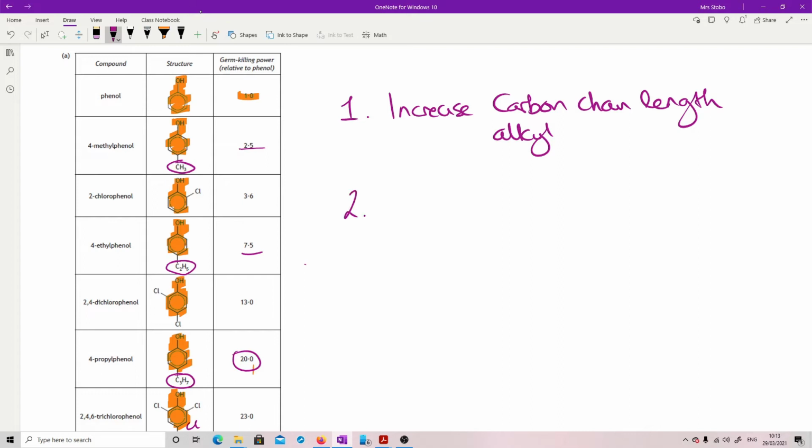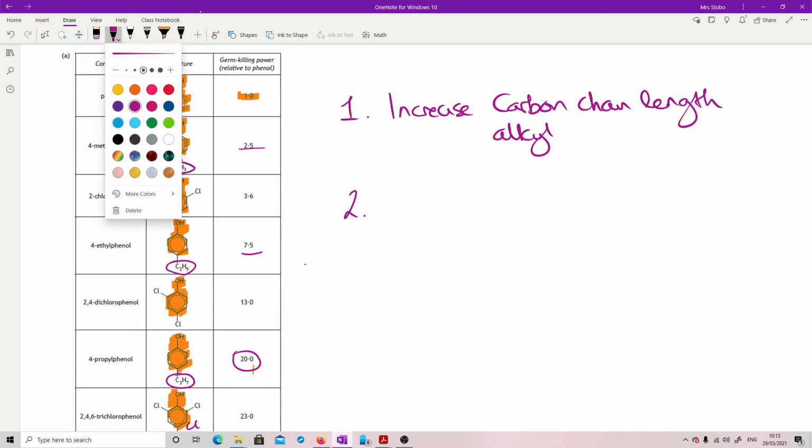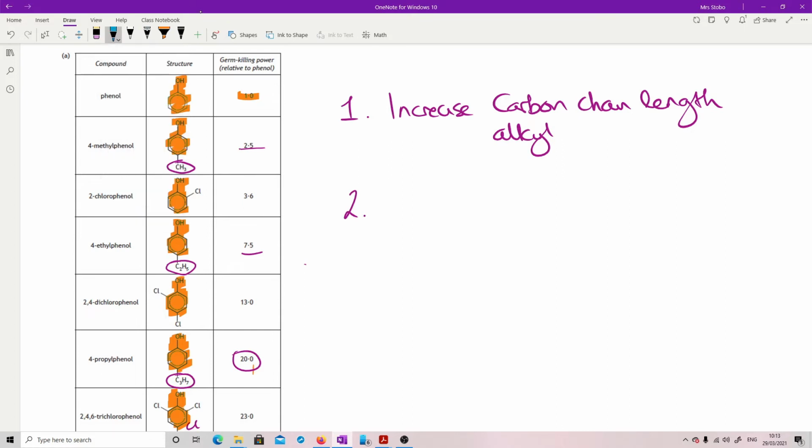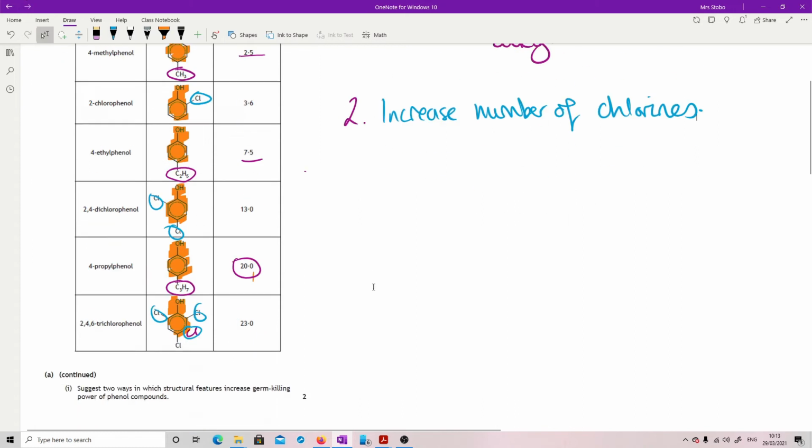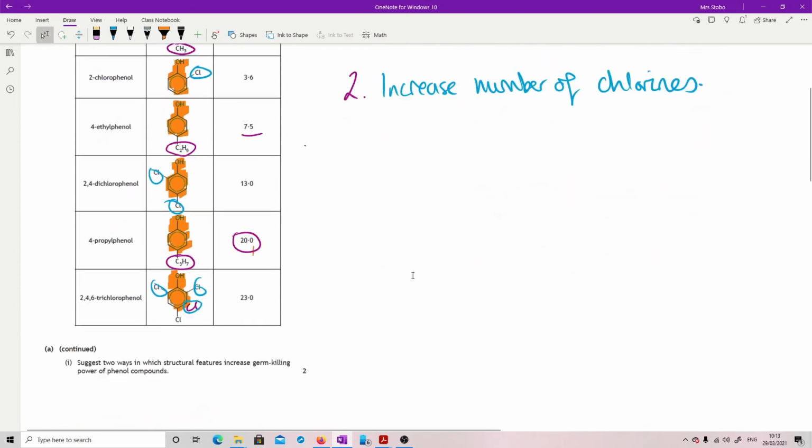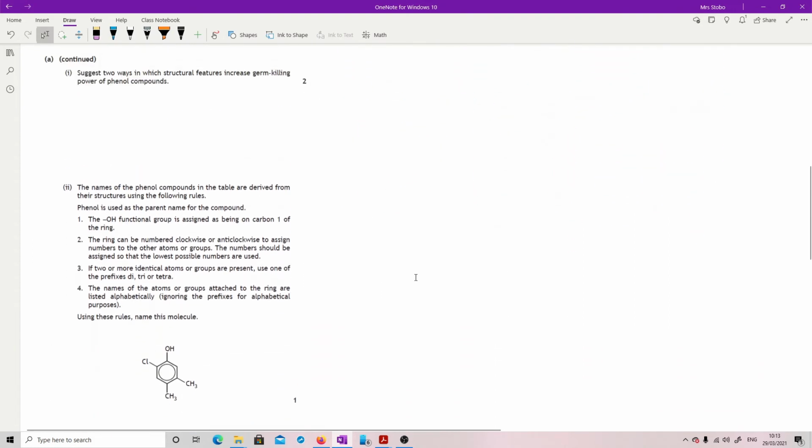Two, I think is quite obvious as well. I've got 1 chlorine here, there's 2 chlorines, and here's 3 chlorines. So the second thing I can do is increase the number of chlorines. Okay, right, moving on down.